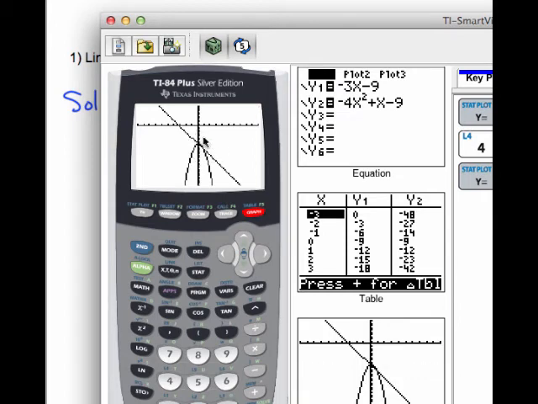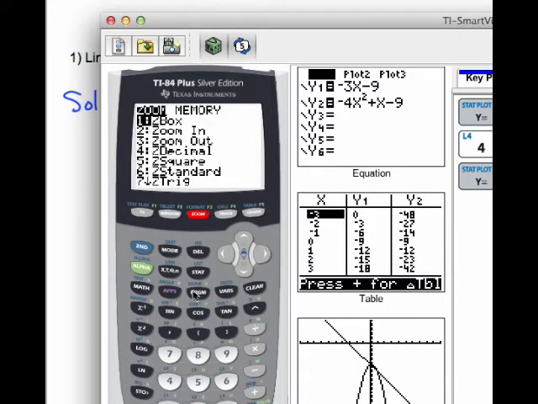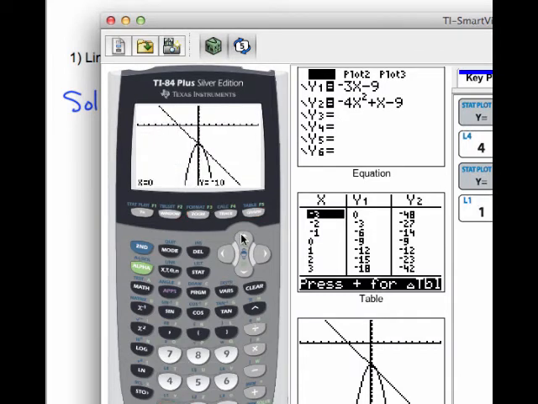Okay, I've got points of intersection here. I can't quite see whether I've got 1 or 2. So let's do a box zoom. Zoom, box, and I'm going to put my cursor in the top left corner of where I'd like to draw a box.